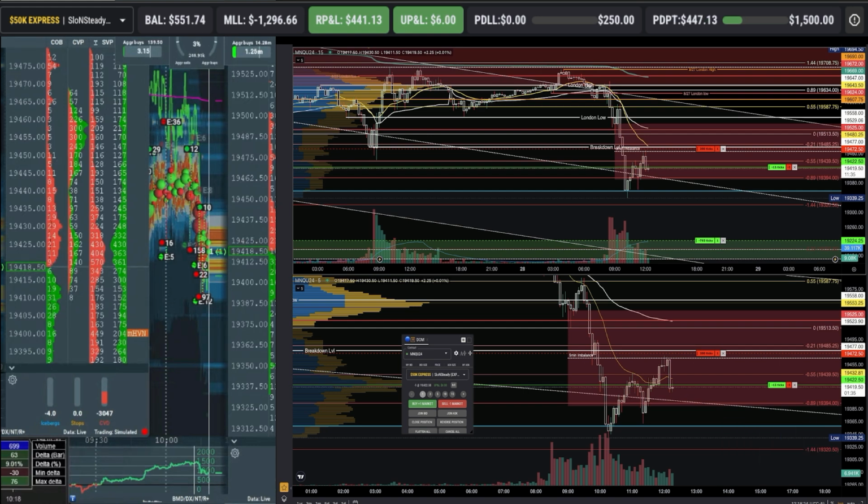So it's possible we do another wick process here. Looks like it's kind of wicking these areas. Lower wick, higher wick, highest wick. I want to see them break right through this.